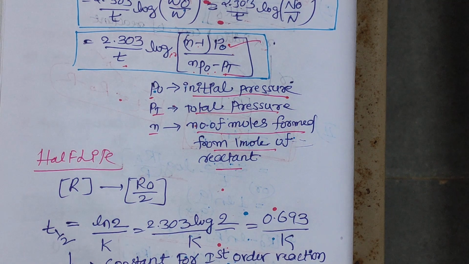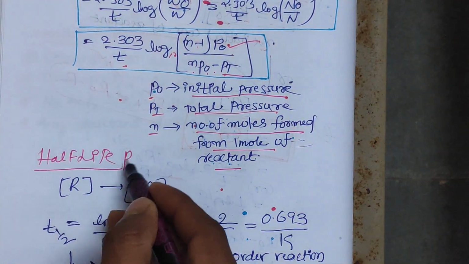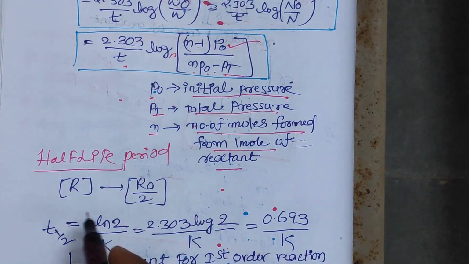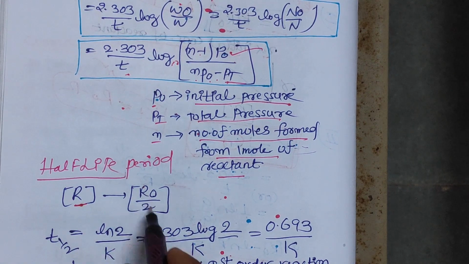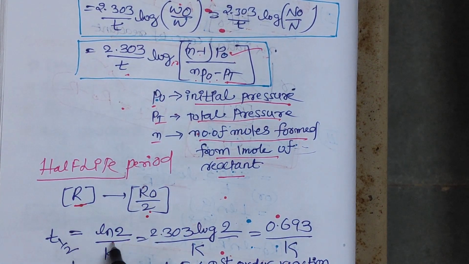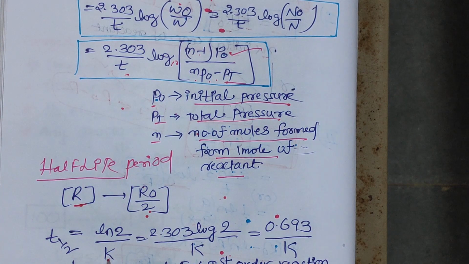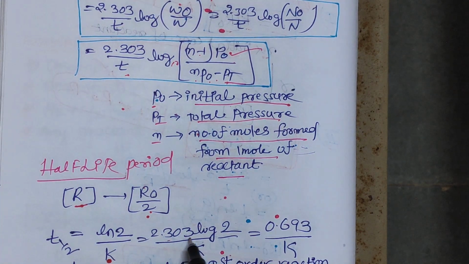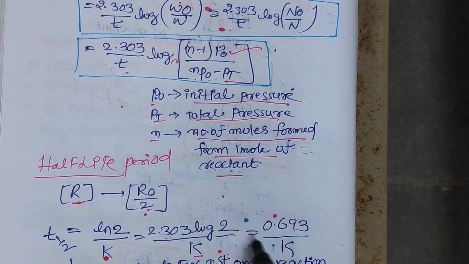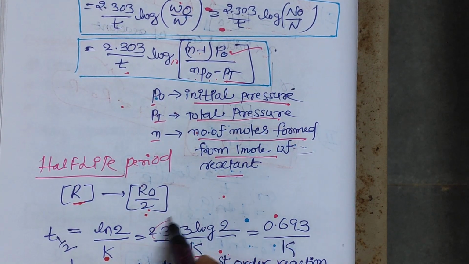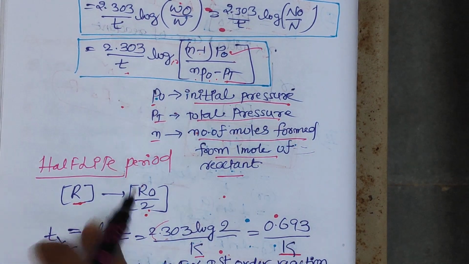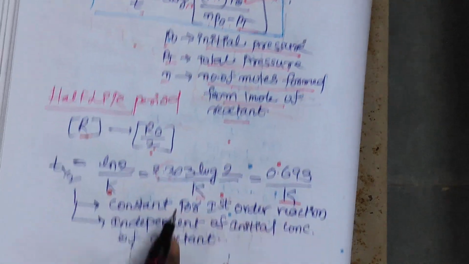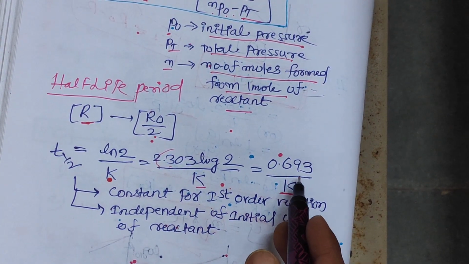Next, welcome to half-life period. Half-life means the final concentration becomes half, so R naught by 2. Just keep this value. t half is equal to ln 2 by K, which becomes 2.303 log 10 2 by K. If you solve this, log 2 value is 0.3, into 2.303, finally you will get 0.693 by K. This is the half-life period for a first order reaction. Directly you can write 0.693 by K.